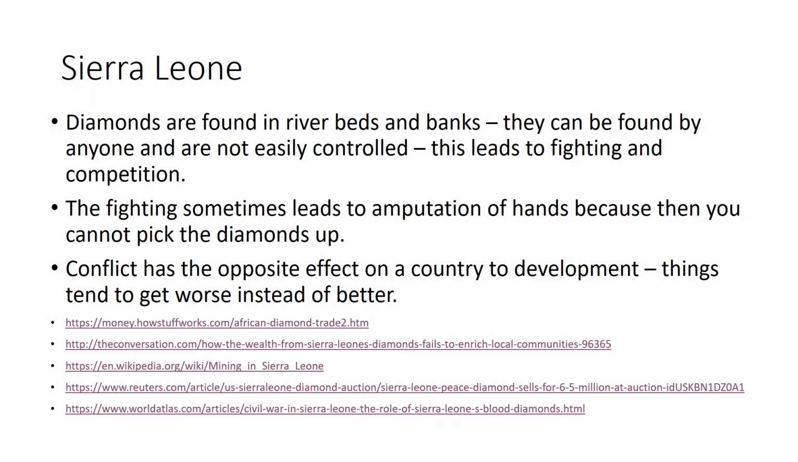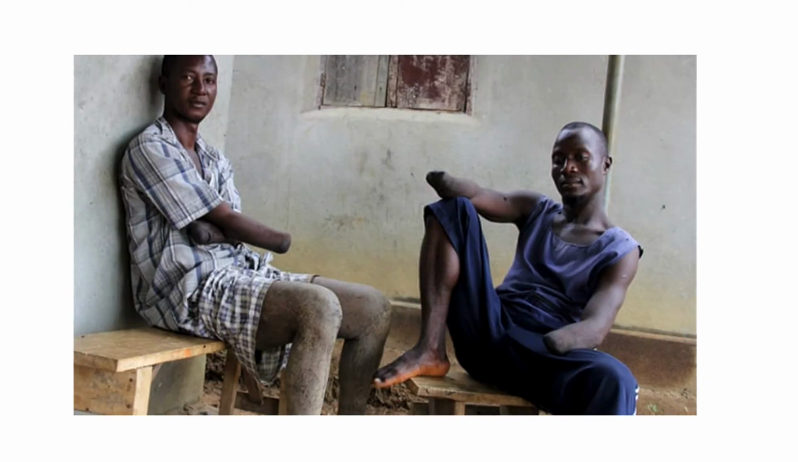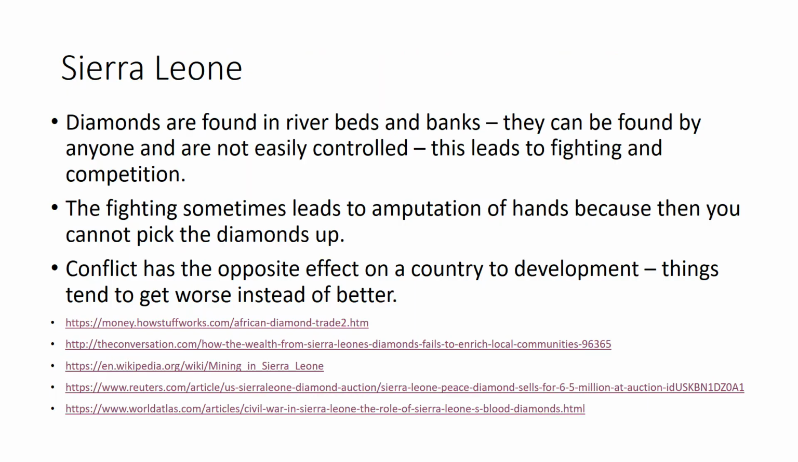Sierra Leone, the diamonds tend to lead to fighting. There's a movie that I recommended you watch called Blood Diamond with Leonardo DiCaprio in it, which would get this across to you quite well. So what they do, because the diamonds can be picked up by anybody, it leads to fighting, it leads to lots of amputation, as you can unfortunately see in front of you. The idea being if people don't have hands, then they're not able to pick the diamonds up.